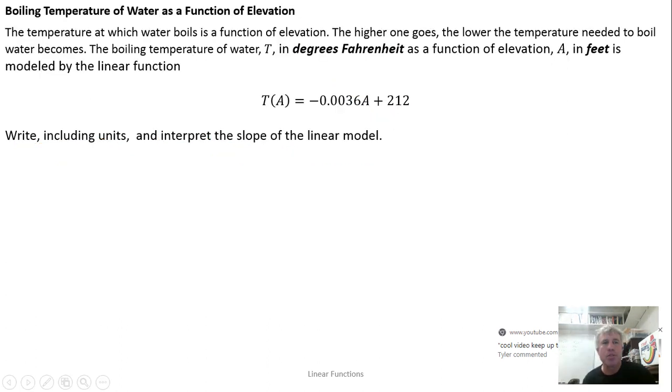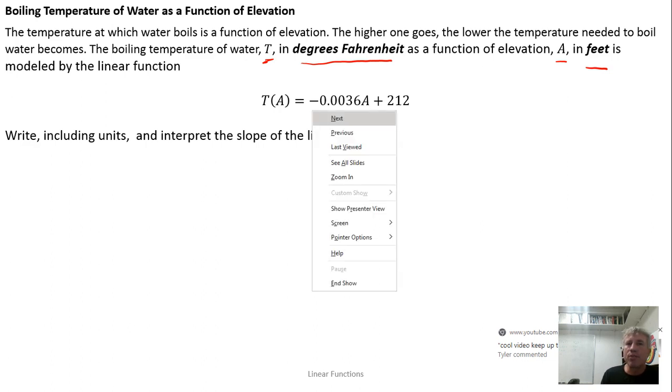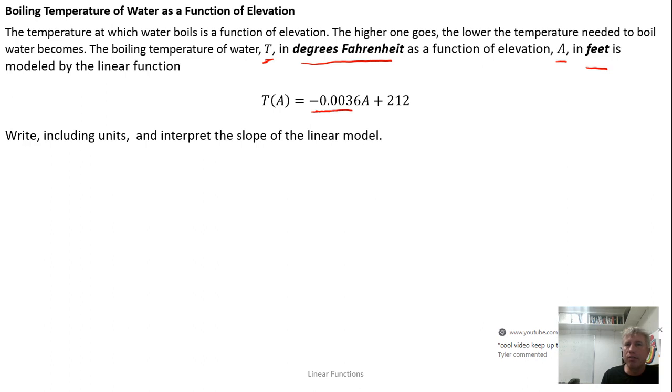Next example, this is the boiling temperature of water. So the temperature at which water boils is a function of elevation. The higher one goes, the lower the temperature needed to boil water. The boiling temperature of water, T, in degrees Fahrenheit, as a function of elevation A in feet, is modeled by the linear function temperature as a function of elevation or altitude is equal to negative 0.0036 times A plus 212.